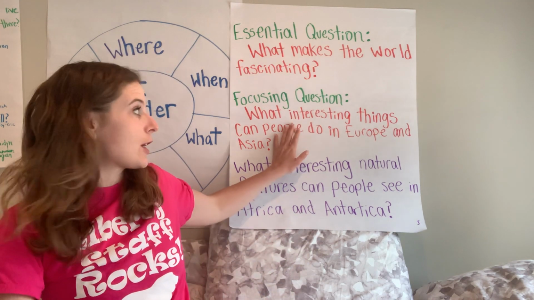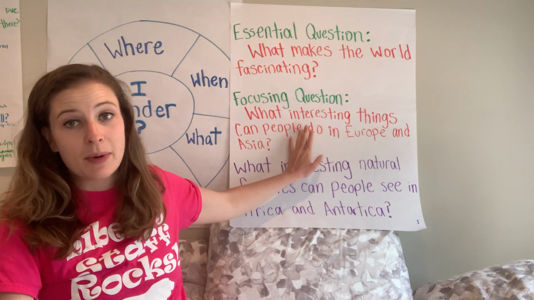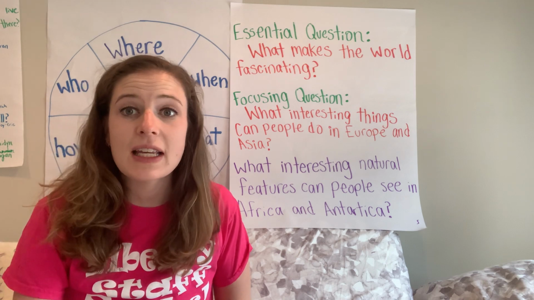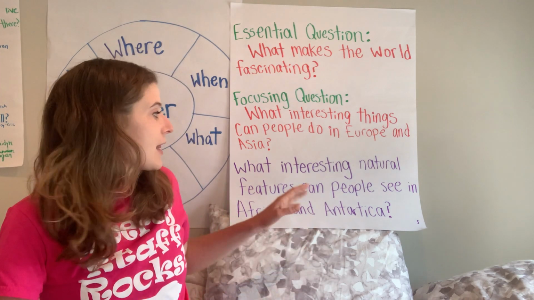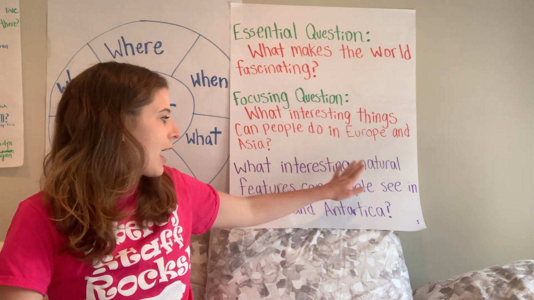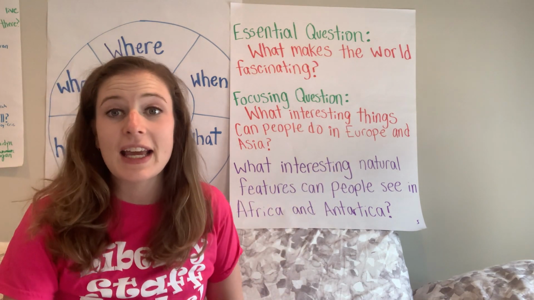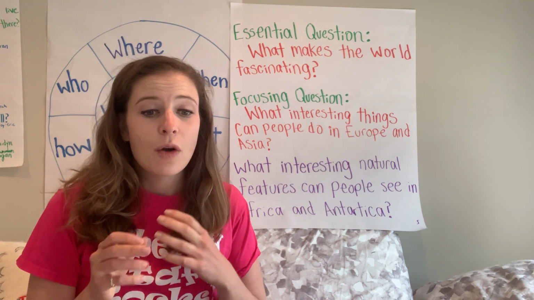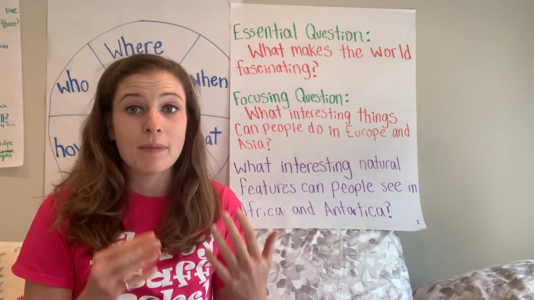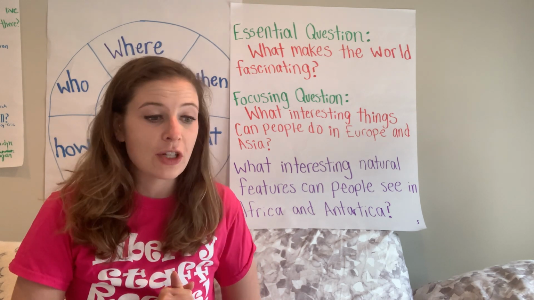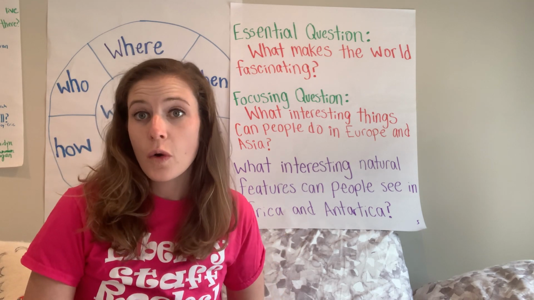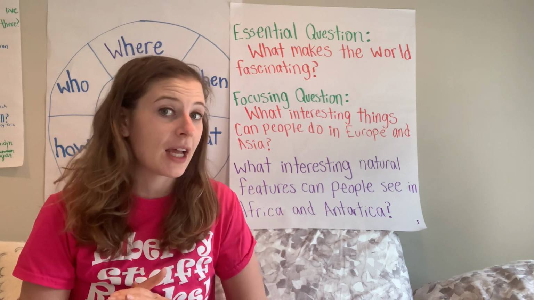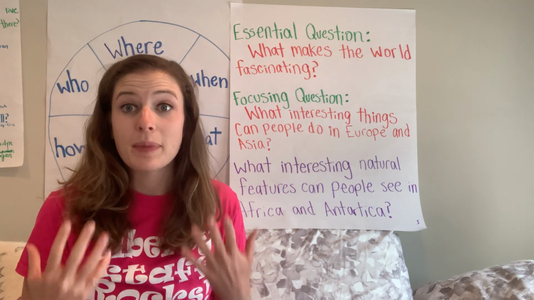Last week, our focusing question was, what interesting things can people do in Europe and Asia? And we saw many different places that people could visit, lots of cool things. This week, we're looking at what interesting natural features can people see in Africa and Antarctica. A natural feature is something that is within the land, that was not made by people. So a natural feature might be a waterfall or a river or a mountain. Those are all natural features because they were not created by people.